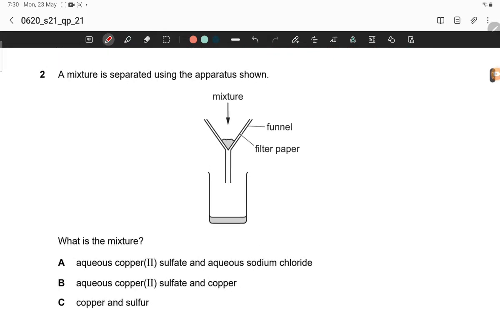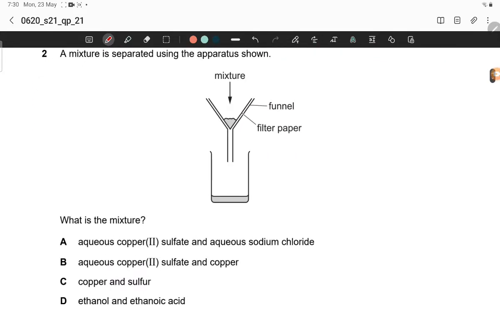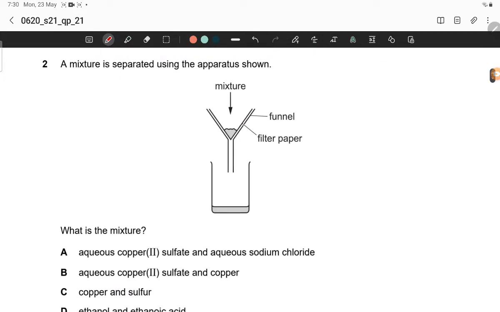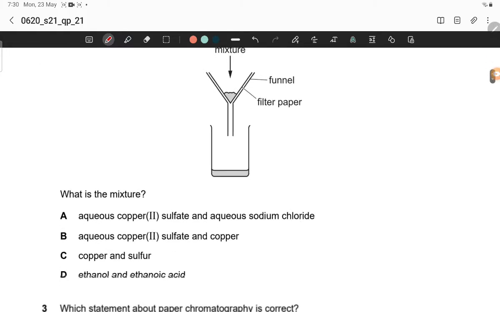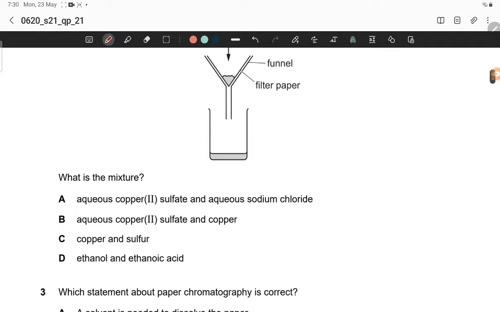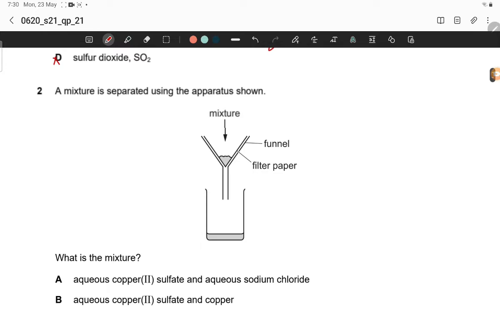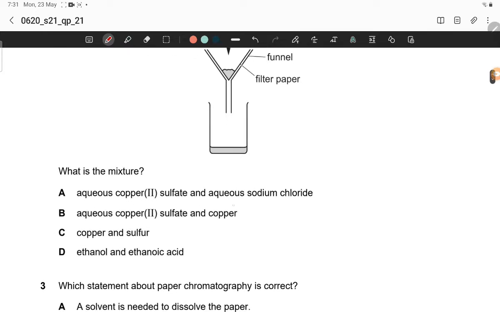A mixture is separated using the apparatus shown. This is the funnel, this is the mixture, this is filter paper. What is the mixture? Aqueous copper(II) sulfate and aqueous sodium chloride? Aqueous copper(II) sulfate is a soluble salt, and this is also soluble.